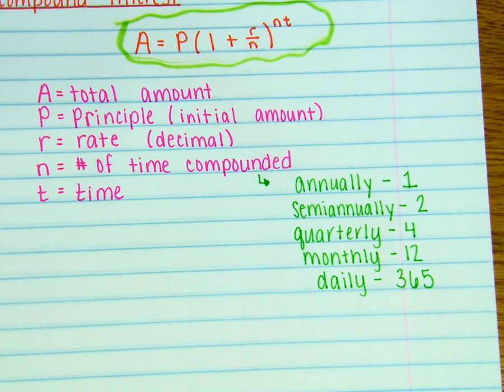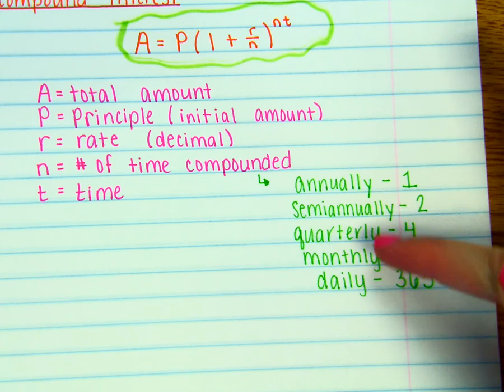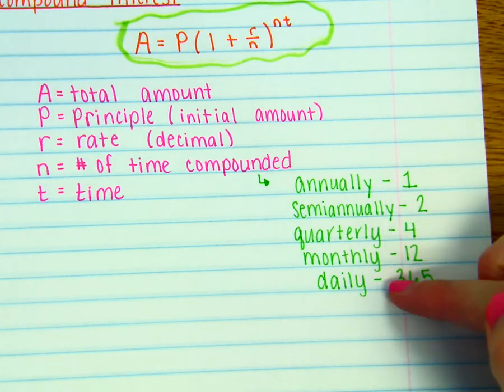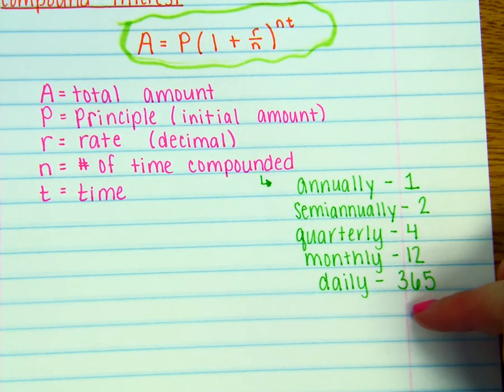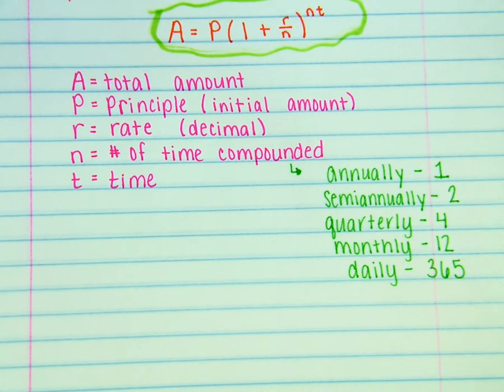These questions are going to be given to us kind of like a word problem. In these questions, it's going to say one of these words, annually, semi-annually, quarterly, monthly, daily, and that's going to tell us what number we're going to use for N. So you want to make sure you have that down in your notes and you're going to look back at it.